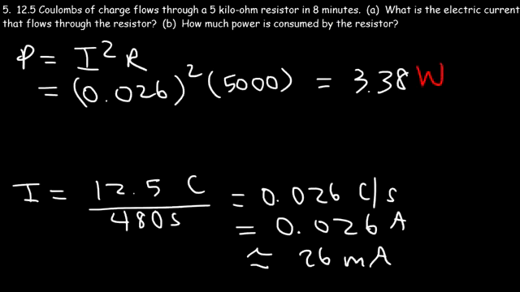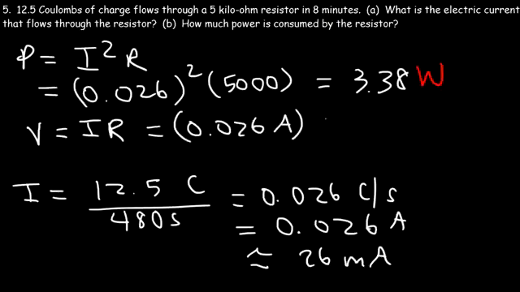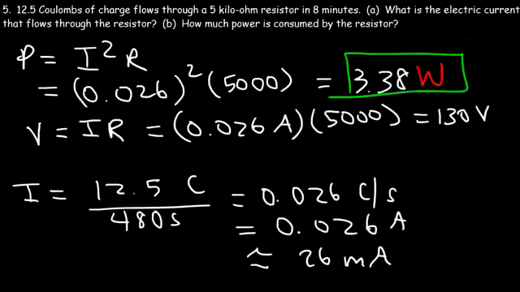If we want to find the voltage, we can. It's simply equal to I times R. It's 0.026 amps times the resistance of 5,000. And that's about 130 volts. So that's the voltage across the resistor. And this is the electrical power, which is what we want.